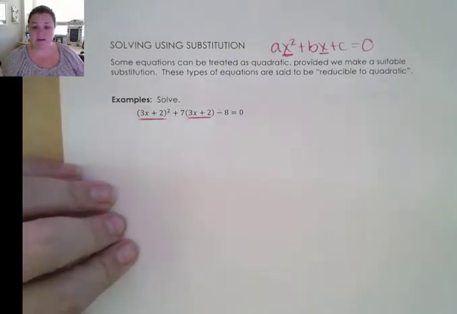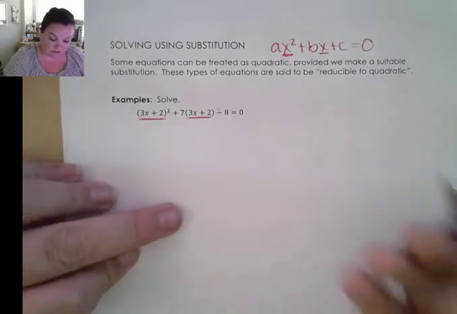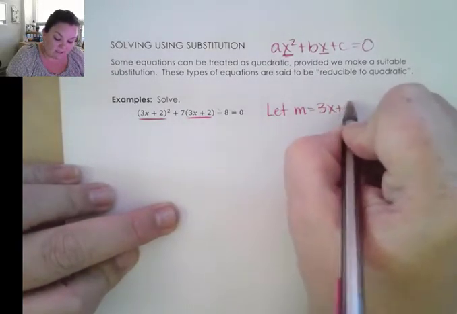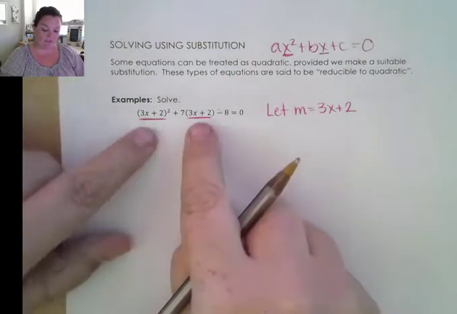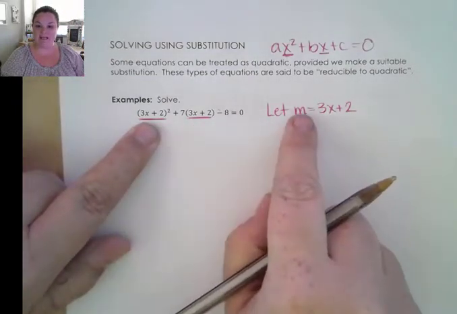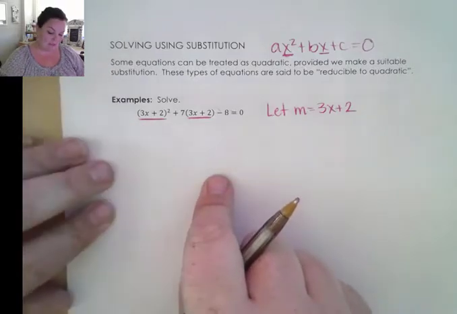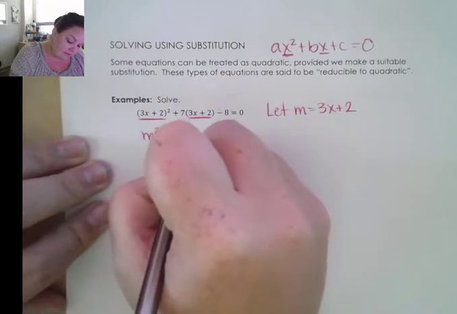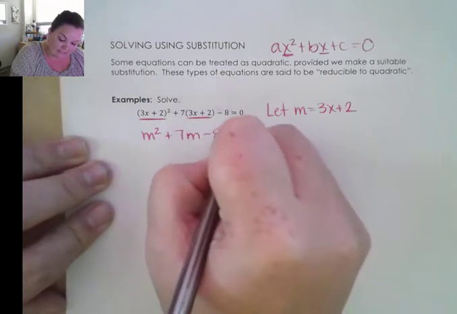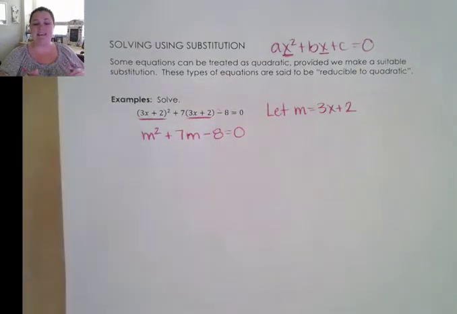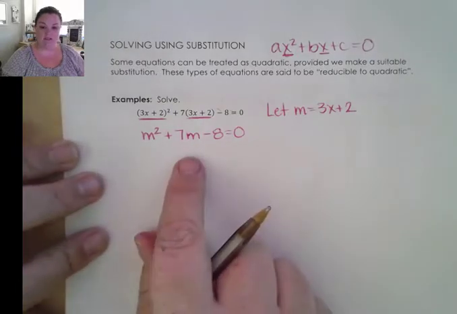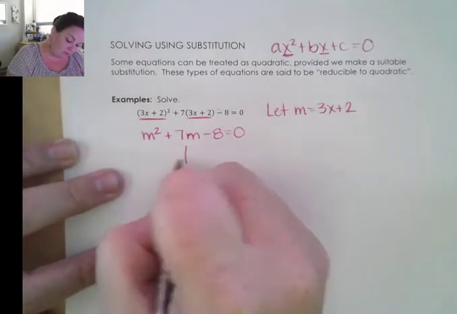I'm going to pick a different letter, like M, okay? And we're going to let M equal 3x plus 2 so that I can replace these ugly quantities with a nice pretty M. So this is going to give me M squared plus 7M minus 8 equals 0. And now that's something we're used to seeing, right? That looks more like what we're used to when we do sum product. Okay, so we can go ahead and do our sum product chart now.